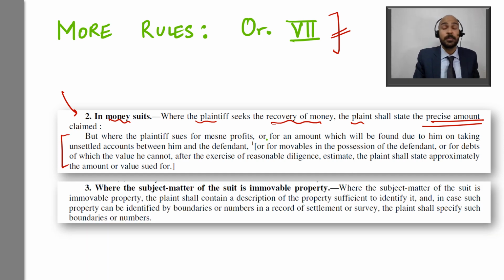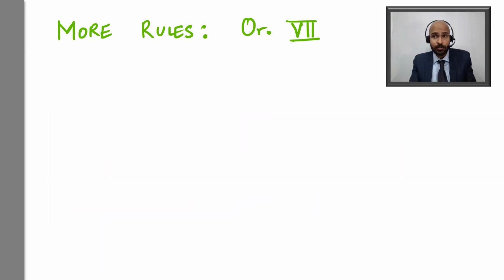Likewise, Rule 3 of Order 7 says that when the subject matter is immovable property, let's say a certain building or a house, then the plaint shall contain a description of the property sufficient to identify it. So many times you do this by either demarcating the boundaries or by showing a map or giving the proper address, etc. So you can see more of these provisions that will help you. Let us skim through a few more rules.